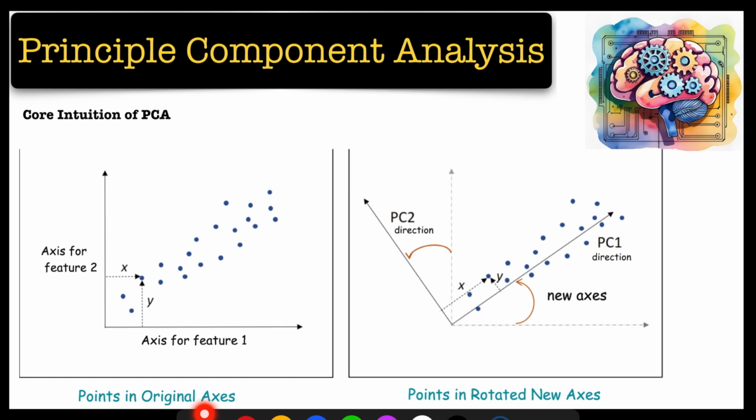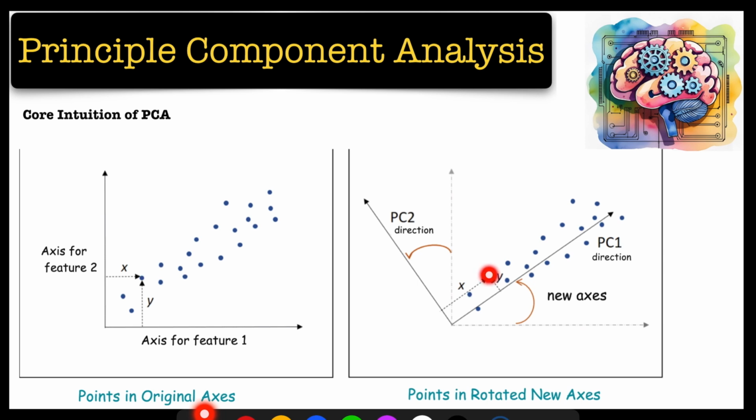So what we do in the case of PCA is we rotate the axes. So in place of this axis and this axis, let's say we have rotated the axes. These rotated axes we will be calling principal components. Let's say we have taken 2 principal components in this picture. This is principal component 1, this is its direction, and this is principal component 2. This is the direction of principal component 2.